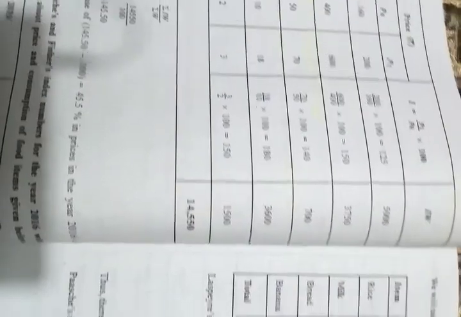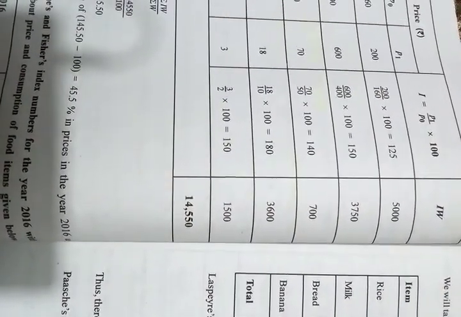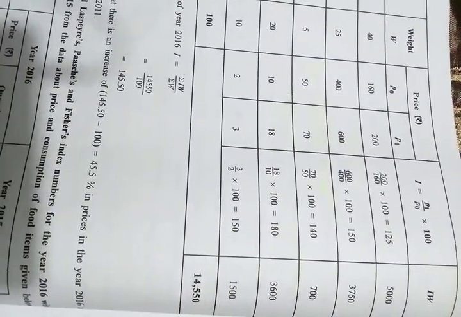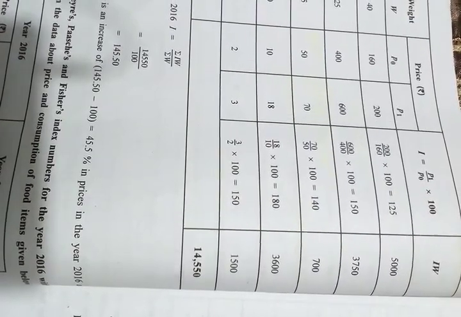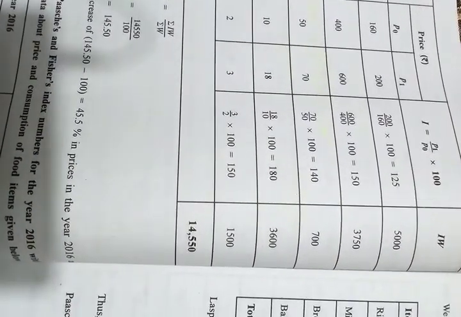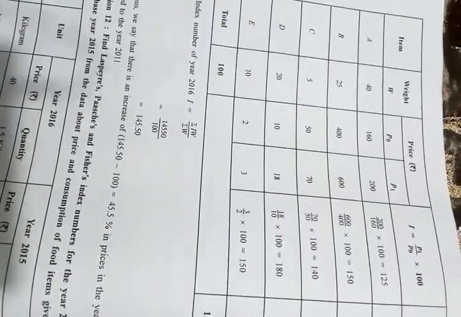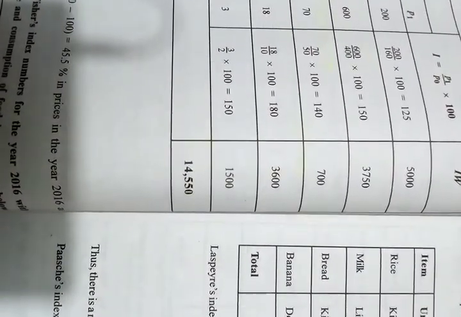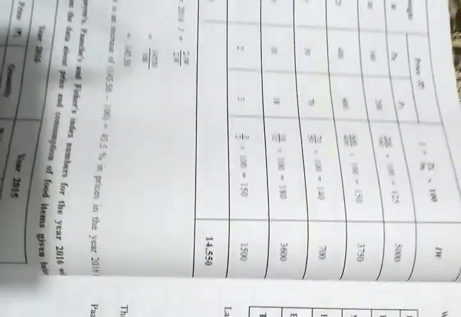Now what we have to do? We have to find out IW. IW is W into I, or I into W. W given here is 40 for the first item A, and I is equal to 125. So 125 into 40, 5000 is the IW. Like that, for item B, C, D and E we calculate, and we get the total as 14,550, which is the summation or sigma IW.